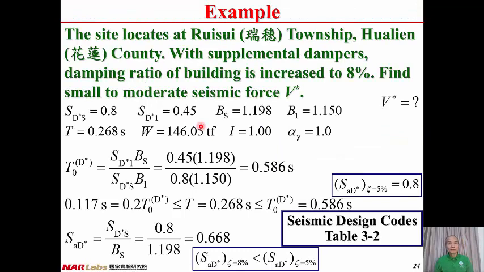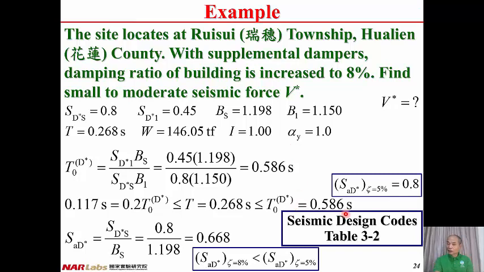And then back to the example. The question is to find the small to moderate seismic force V star. From previous lectures, we already have some information. SD star S equal to 0.8, SD star 1 equal to 0.45, BS equal to 1.198, B1 equal to 1.150, and the structural vibration period equal to 0.268 seconds. The total weight of the structure equal to 146.05, the importance factor of the structure I equal to 1.00, the first yielding amplification factor equal to 1.0.